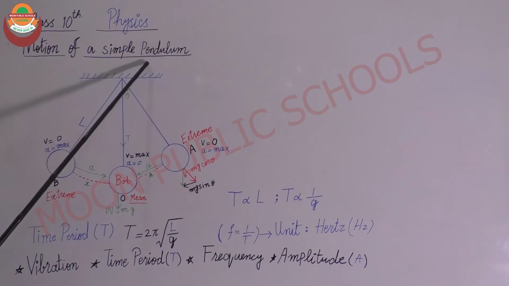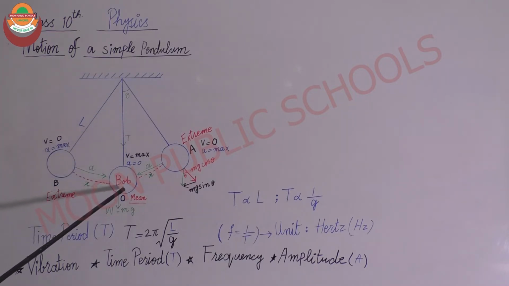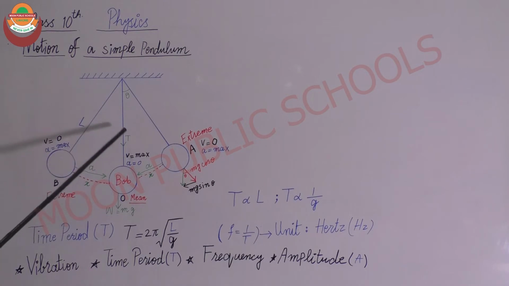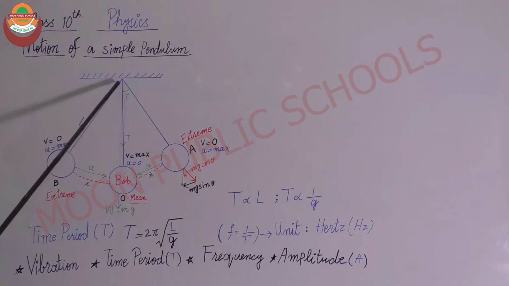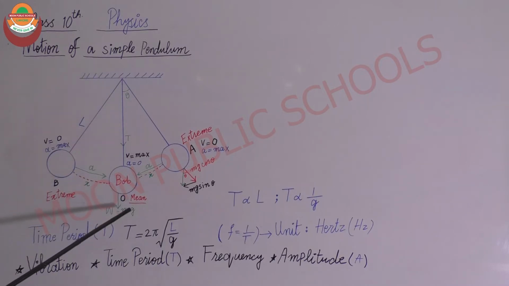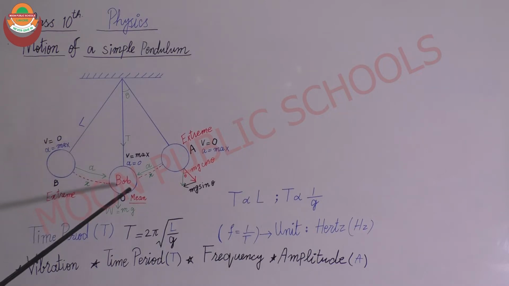What is a pendulum? A pendulum consists of a bob that has a mass m, suspended by a light string with length L and attached to an upper fixed point. You can see that O is the mean position, and A and B are the extreme positions. Now the bob is at rest.